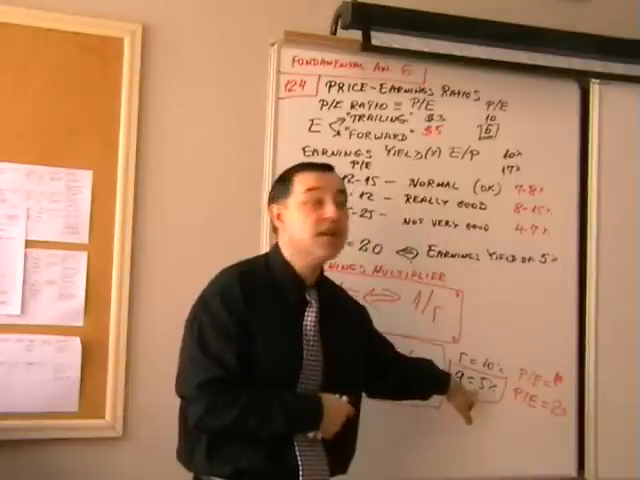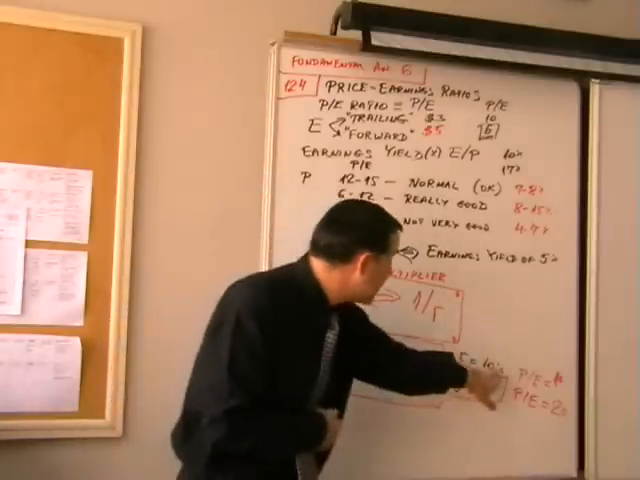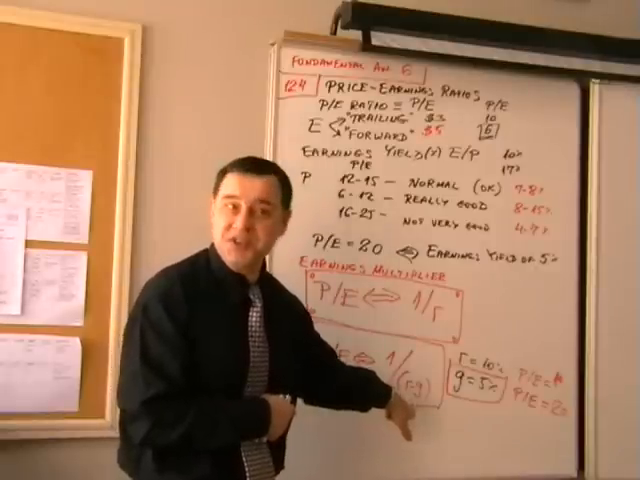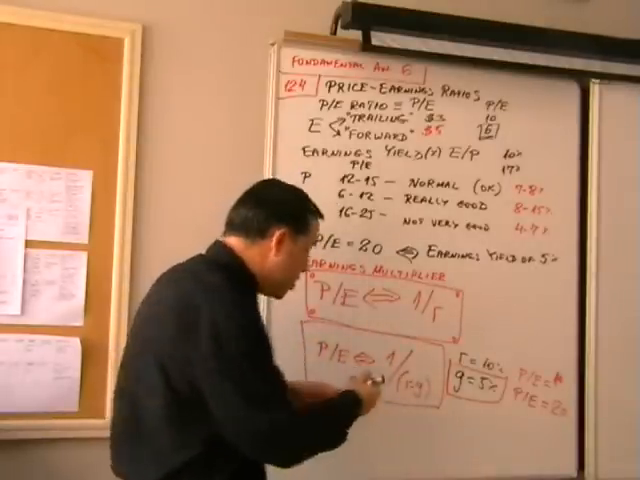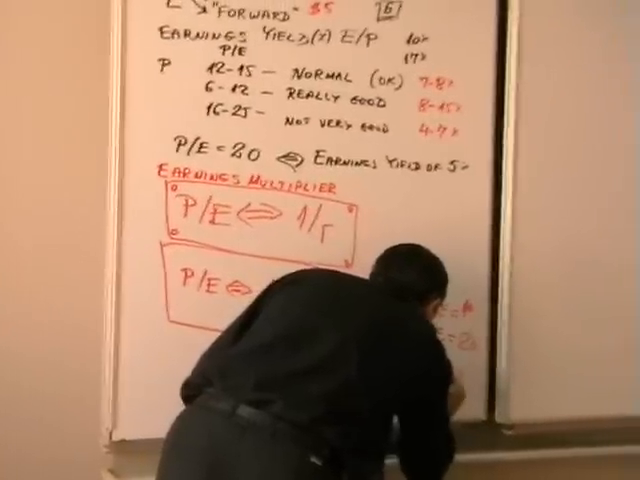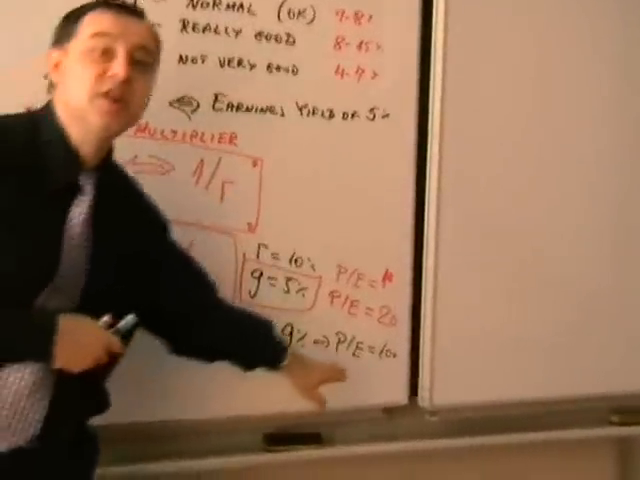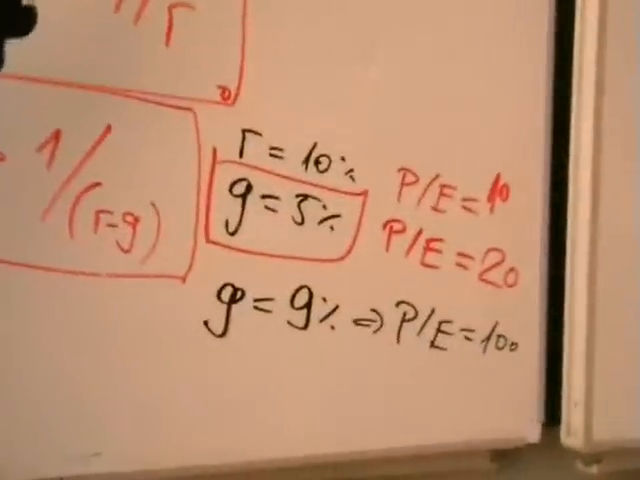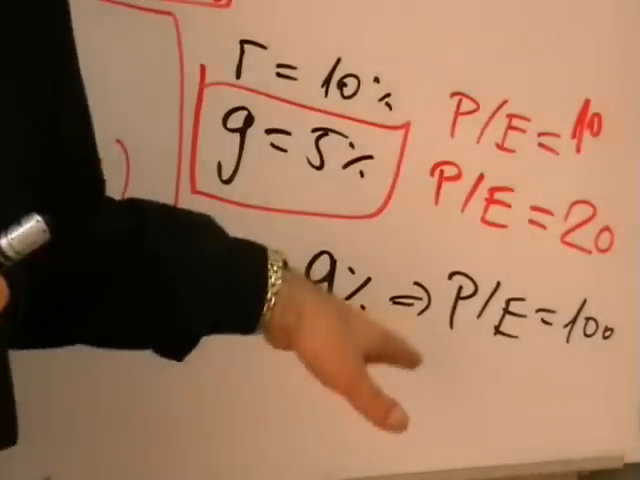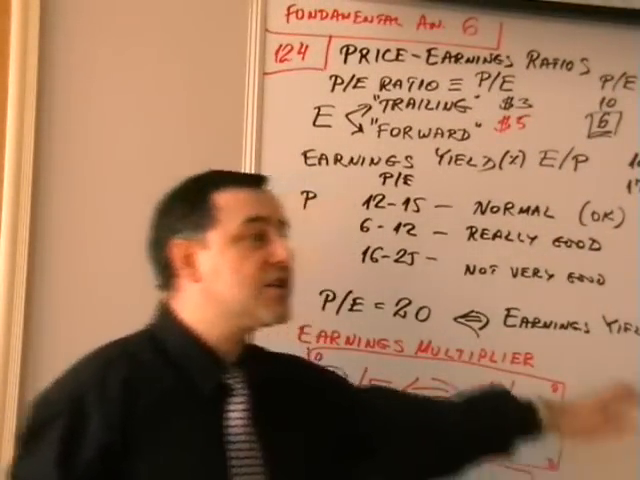Just say G equals 9. We expect the stock to grow at 9%. If it grows at 9% and the required return is 10, it simply means that 10 minus 9 is 1%, and 1 divided by 1% is 100. So if G equals 9%, the price earnings is 100. It may actually sound absurd, but this is exactly how Wall Street operates. No matter what it is, they'll come up with a number and say, oh, undervalued. And that's one of the basic approaches.